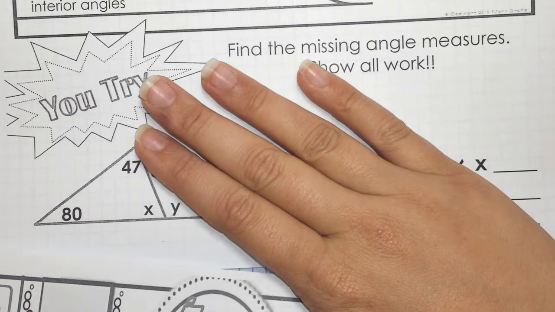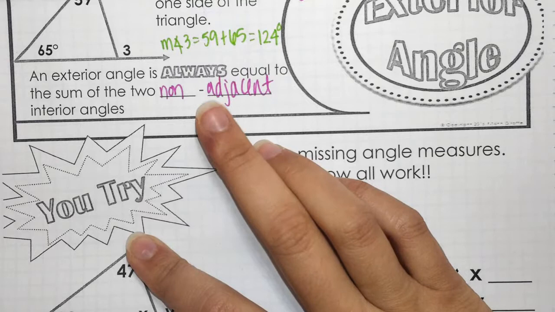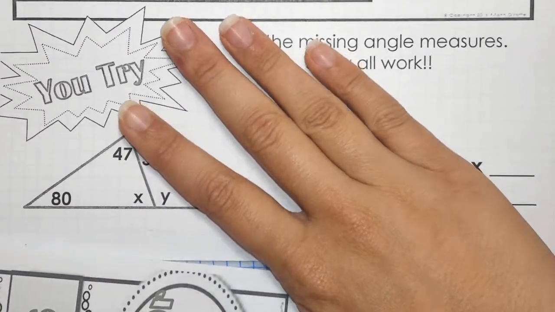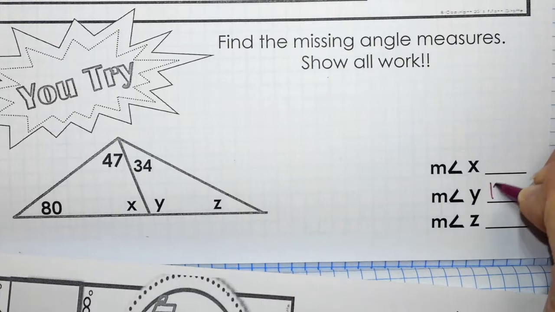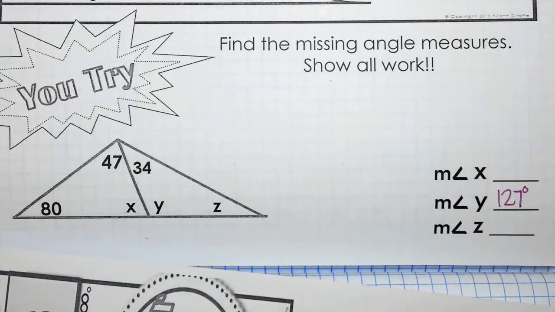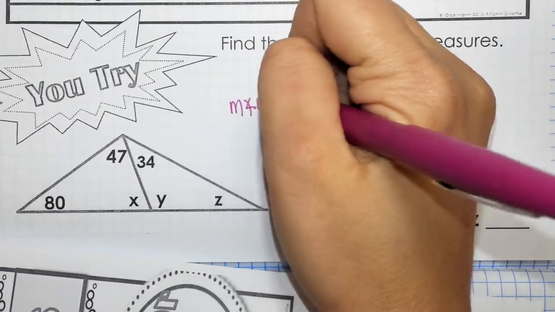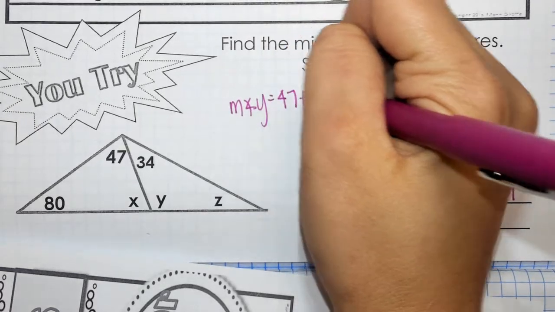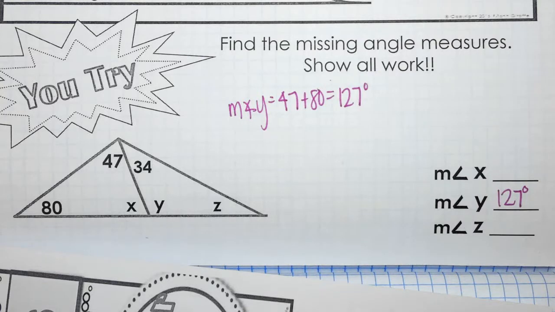So what would we do with those two angles to find Y? We would add them together because it says right here an exterior angle is always the sum. What's 80 plus 47? 127. So angle Y is 127 degrees. Use that information to find X and Z. Go. And we're going to show all our work like it told us to. So we're going to write the measure of angle Y equals 47 plus 80, which is 127 degrees.